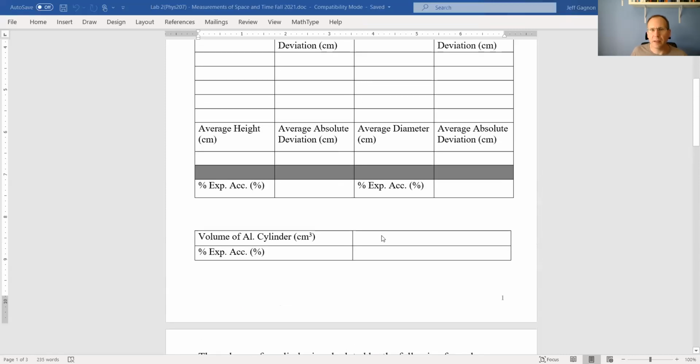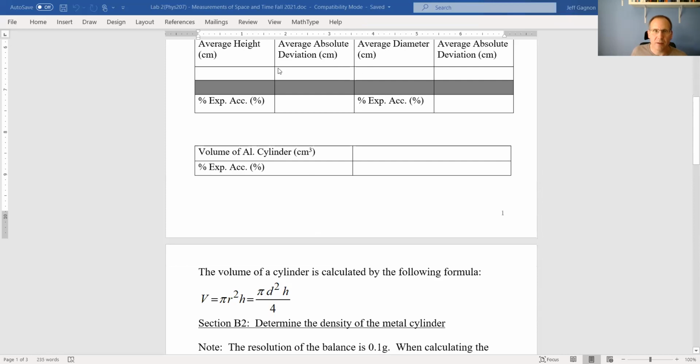Okay, so you're just going to fill in this table. So again, for the volume, just plug your average height and average diameter into this formula. That'll give you the volume. And then to get the percent experimental accuracy, it's going to be your accuracy for diameter plus another one of these, right? You have to add it twice, plus the accuracy for the height. And that'll give you the accuracy for volume.